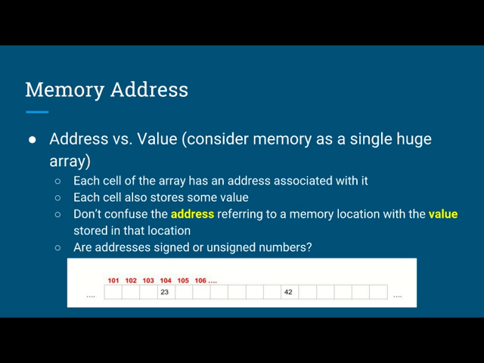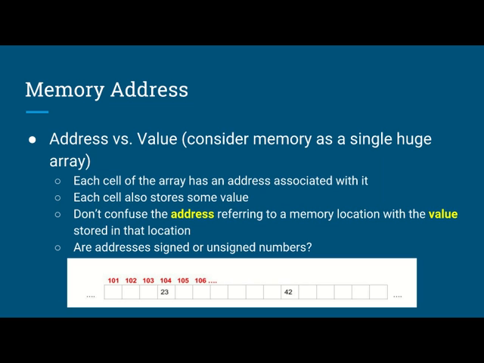So for memory address, be aware of the difference between address and value. You can consider memory in a computer as a large chunk of array, all right? And each cell in the array has an address associated with it. Can you guys see the bottom picture? On the top line, this is the memory. All those big boxes, small boxes, and those numbers in red are their addresses. So they are associated with each box.